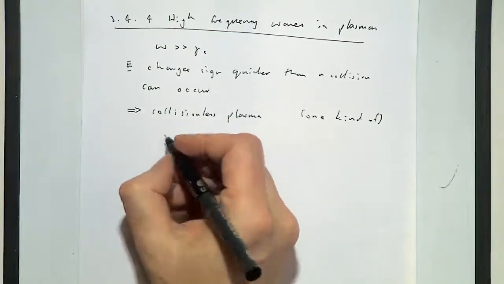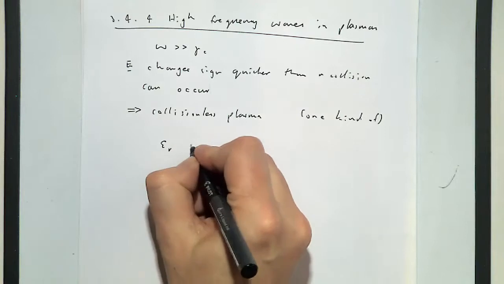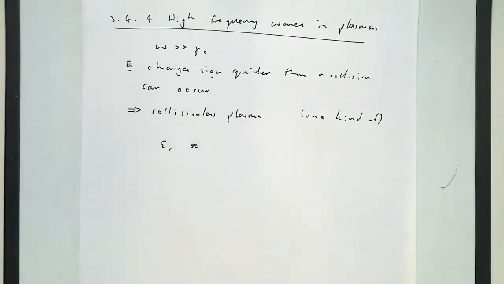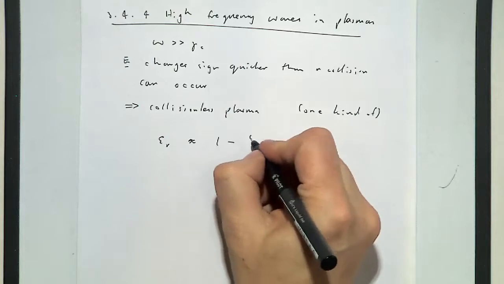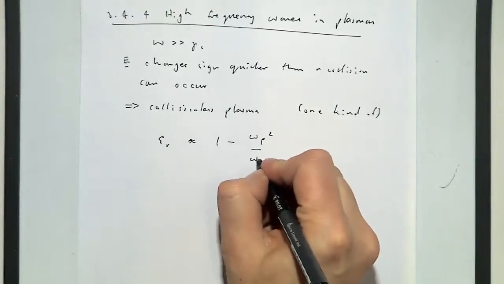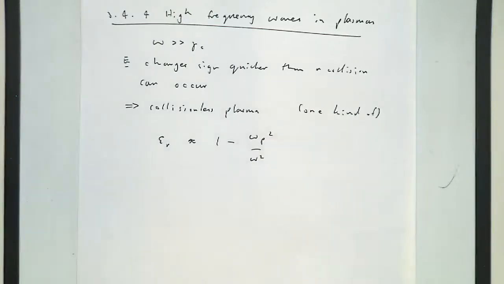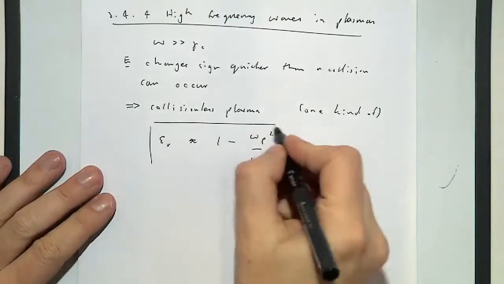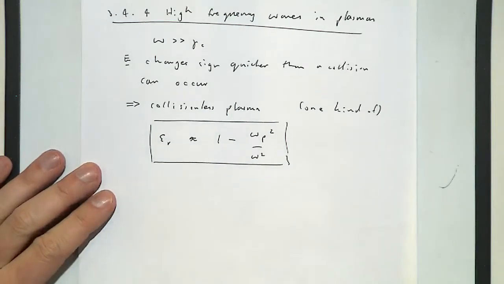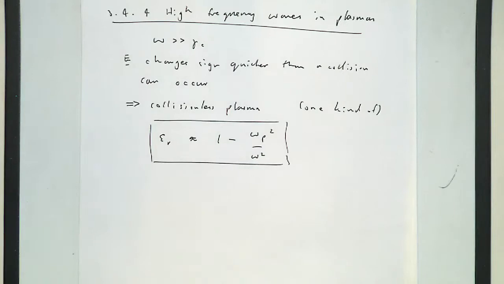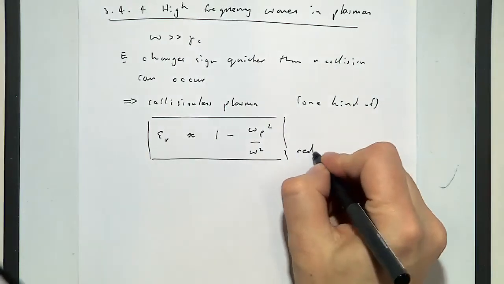Now we go back to our old friend the dispersion relation, and we can write down that the permittivity is now something like 1 minus omega p squared over omega squared. If you look back at previous notes, you can see this is the case. So this is a statement about the permittivity that we can make. Now notice a very, very important statement about the permittivity in a collisionless plasma. It is real valued.